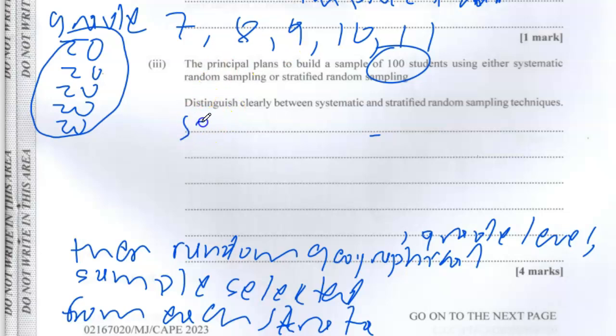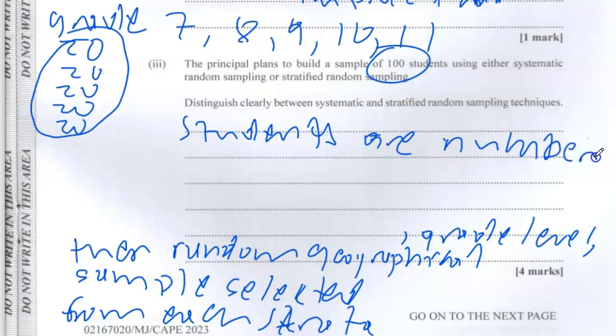So students are numbered. Or you could put students in alphabetical order. Give each student a number, and you could say, okay, we're going to select every 5th student. So you line up the students and count 1, 2, 3, 4, 5, you choose that student. 1, 2, 3, 4, 5, you choose the 10th student. So every 5, you choose a student.